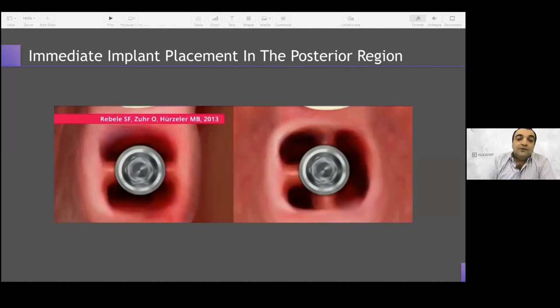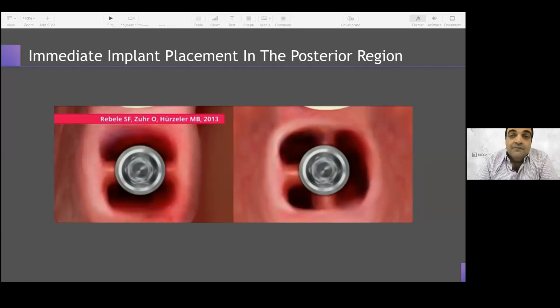What about immediate implant placement in the molar region? Here, it's a little bit more difficult to place an implant immediately after extraction, especially when you have thin interseptal bone. And for the one who already tried this technique, the drill will slip. We will end up doing our preparation more mesial or more distal, and we will not be able to place our implant where we wanted to place it initially.